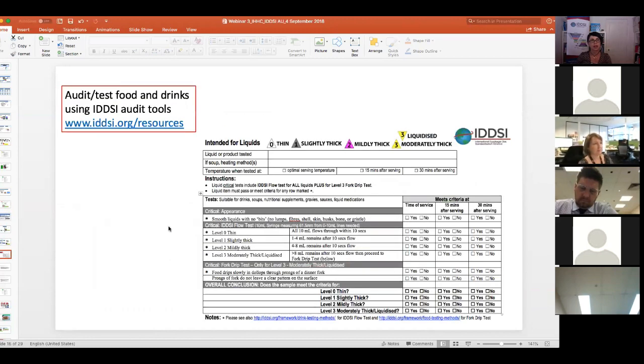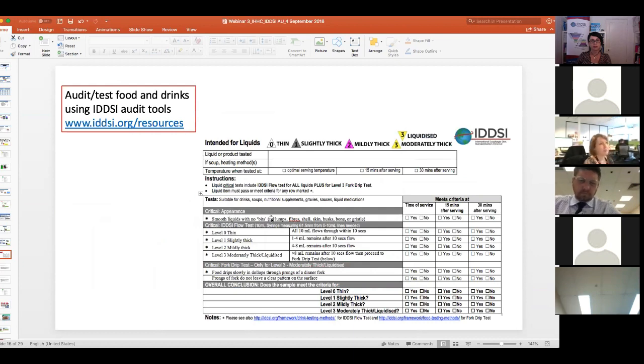IDDSI on the website has developed some audit tools, and what you'll see there, if you go to the website, are a range of them. The one for liquids provides you with some suggestions, some things to think about. So we've got some critical things to think about.